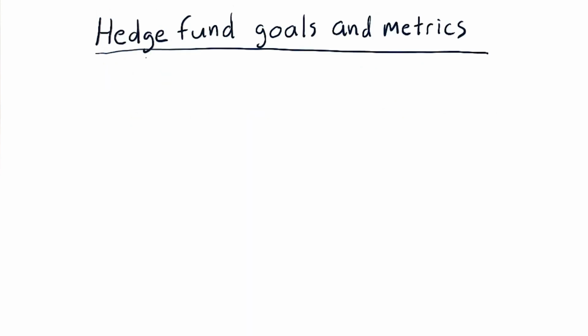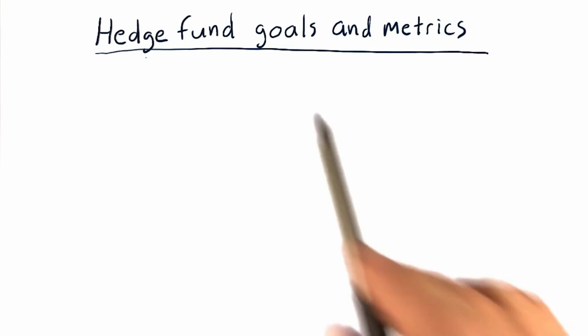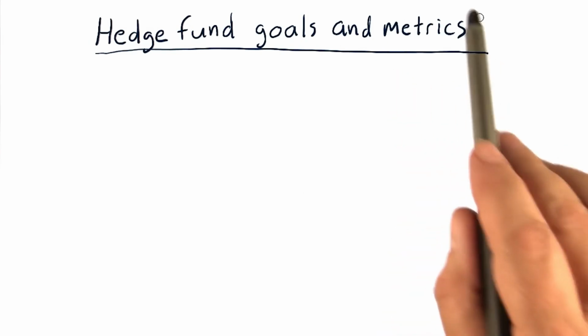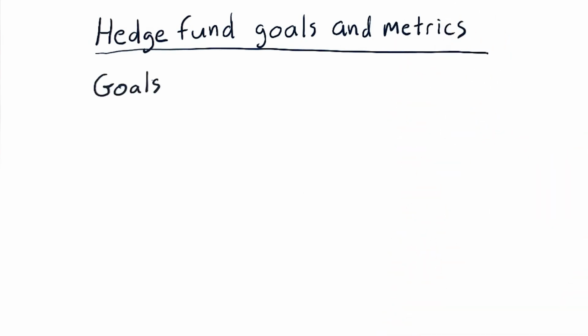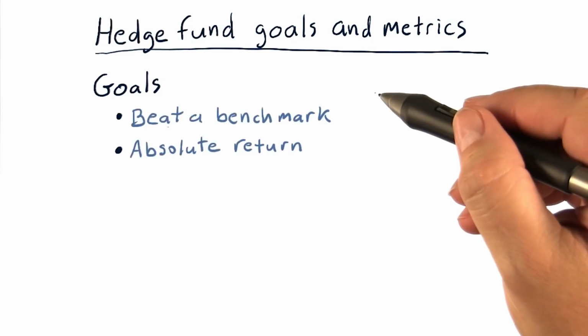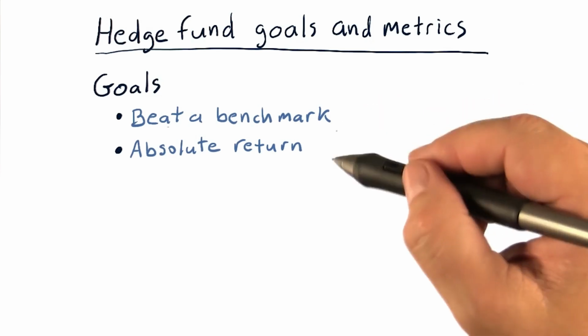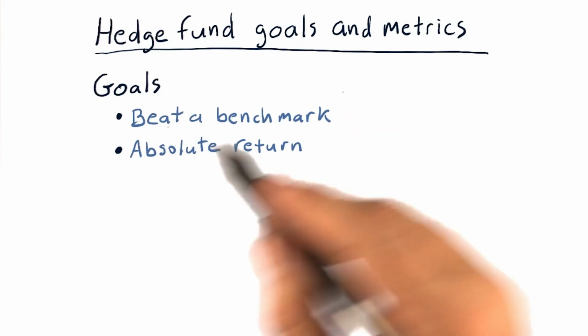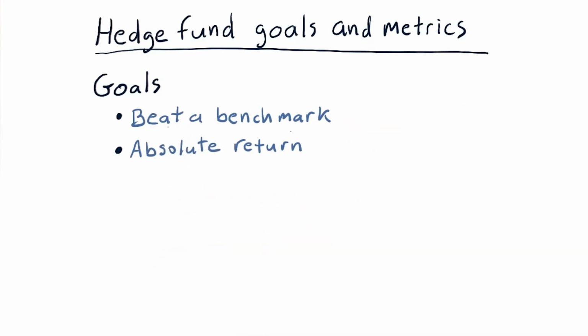So when an investor is considering a particular hedge fund, they want to know what are the goals for the hedge fund, and they'll also want to know the results of certain metrics. Let's take a look at goals first. Now you might say, of course my goal is to make money. Well, it's a little bit finer than that, or a little bit more subtle than that. There are of course other potential goals, but these two are the primary types of goals that hedge funds go after. One type is to beat a benchmark.